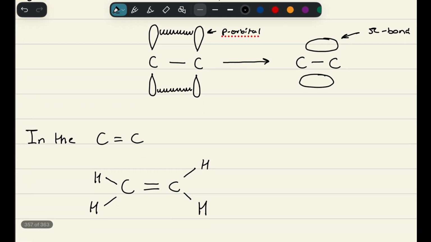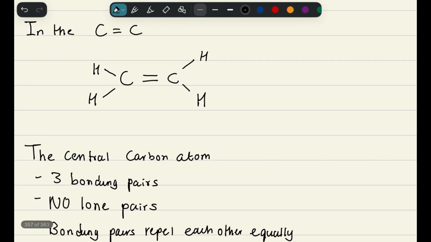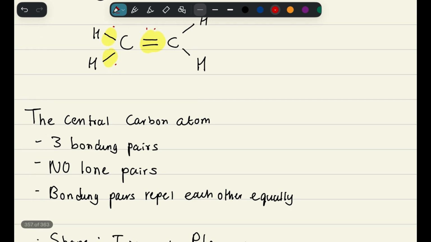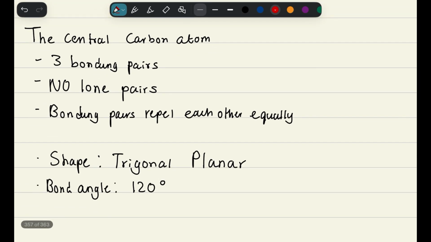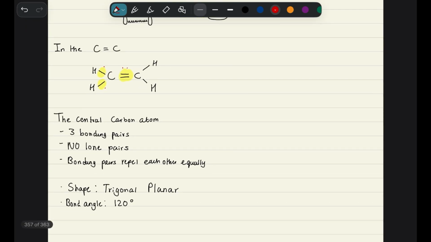Okay. Now, in the carbon-to-carbon double bond, we need to look at the central carbon atom, and you can see there are 1, 2, 3 bonding pairs. Don't worry about how many electrons are in each pair; I just need to know the bonding pairs. There are 3 of them, and carbon has 4 electrons in the outer shell. So there are 3 bonding pairs and no lone pairs. Using our knowledge from module 2, bonding pairs repel each other equally. Hence, in an alkene, you're going to have a trigonal planar shape with a bond angle of 120 degrees. Make sure you're getting all of that down because it is important for you.